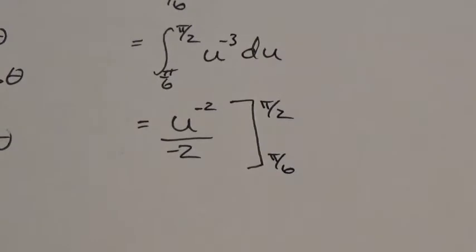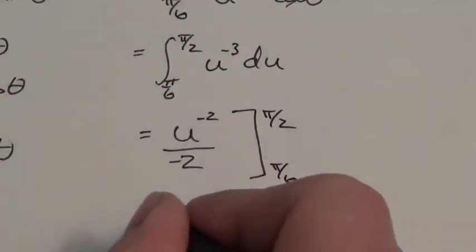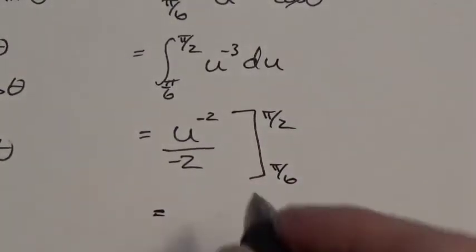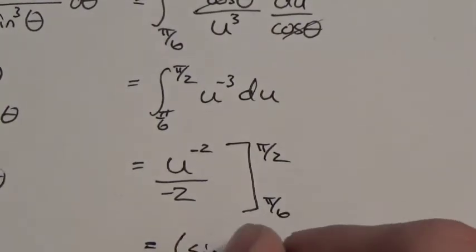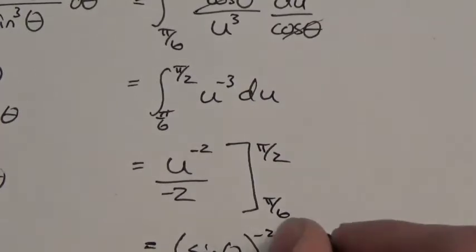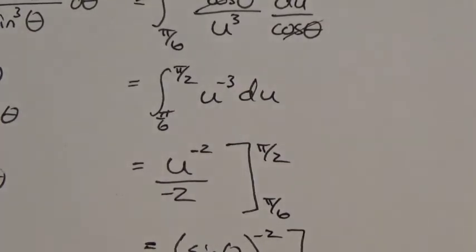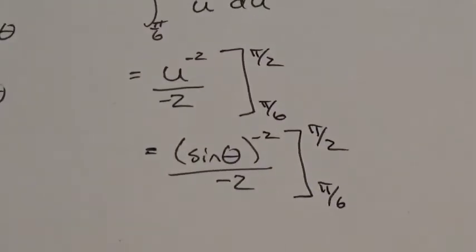So what I'm going to have to do here is go back and substitute u back in, the sine of theta, which is not a big surprise. We've done that before. So this is going to end up being the sine of theta to the negative 2 over negative 2, evaluated between pi over 6 and pi over 2. Whoops, sorry, can't see that.